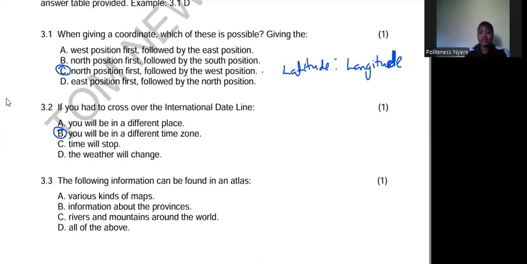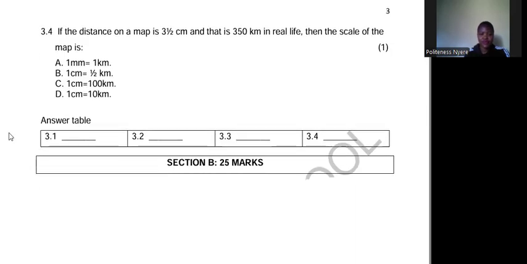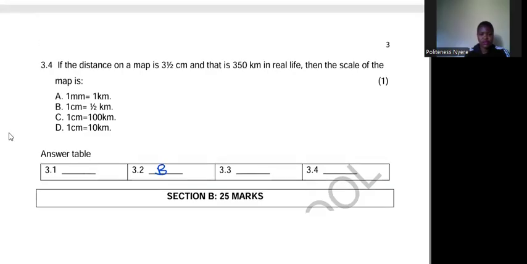Especially if you're coming from the east and you're going to the west, the date will actually change. If on the eastern side the day was Wednesday, then if you cross over to the other side of the international date line it will be Tuesday, because the western side is behind in terms of time to the eastern side. So our answer is B there. So we are going to say B. Okay, I don't know what happened there. For 3.1 we had said C. So let's put C.